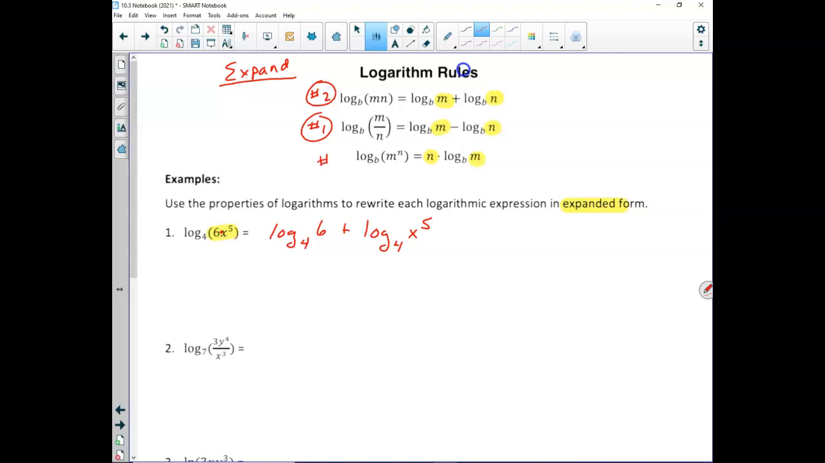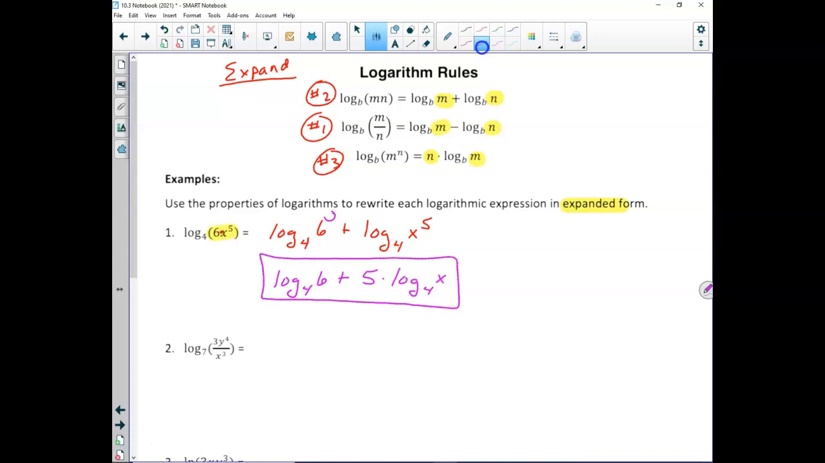The very last thing I want to do is use my power property at the end, which means this one, 6, doesn't have an exponent on it, so I'm just going to call this log base 4 of 6 plus 5 times log base 4 of x. When you expand logarithms, you expand from ugly into very simple logarithms in each one, and I usually put parentheses in there. So why don't you try the next 2 quick, and I'll be right back.